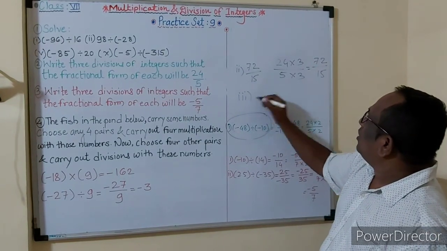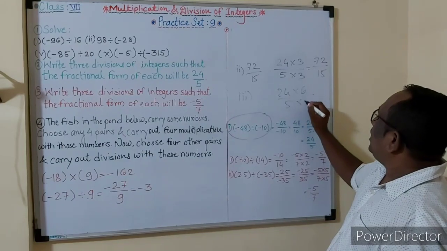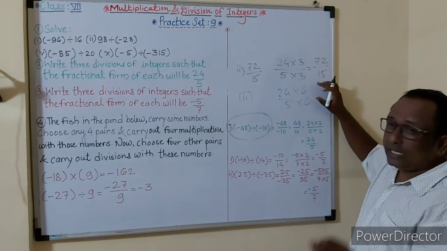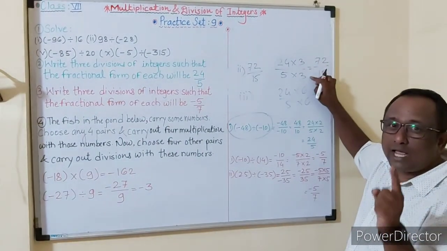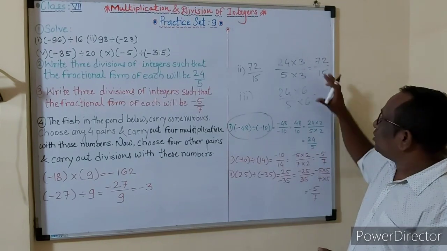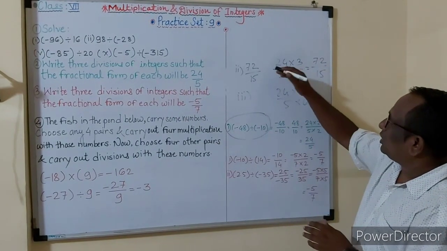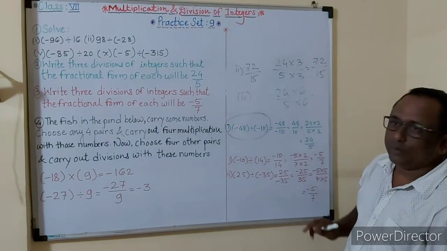Third, 24 multiply by 6, 5 multiply by 6. Same way you have to write. But take care, always you have to multiply numerator and denominator by the same number. This you have to keep in mind. Like this way you have to solve this example. Only 3 they said. You have to write the 3 division forms here.